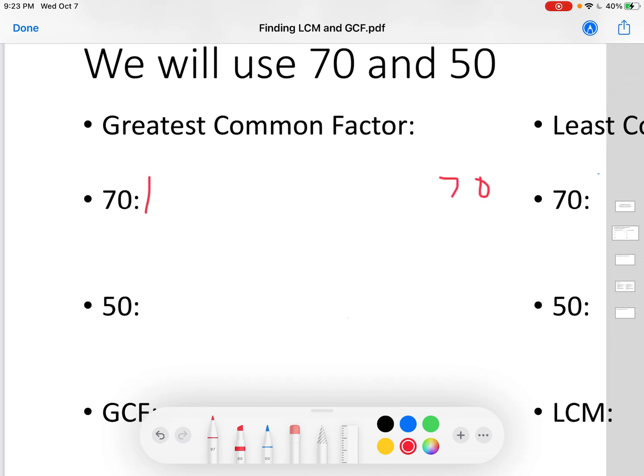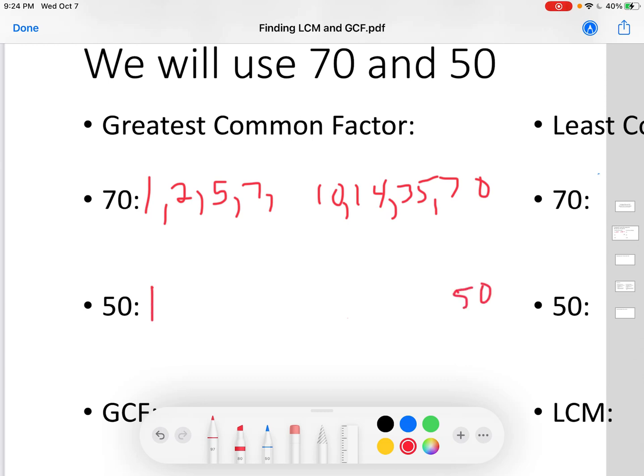1 and 70. 2 and 35. 3 doesn't work. 4 doesn't work. 5 works. 5 and 14. 6 doesn't work. 7 works. 7 times 10. 8 doesn't work. 9 doesn't work. Next number is 10. We're done with 70. Now I will find the factor list for 50.